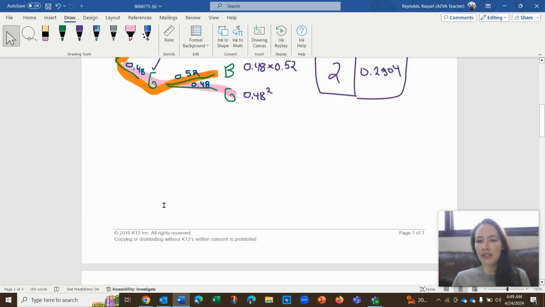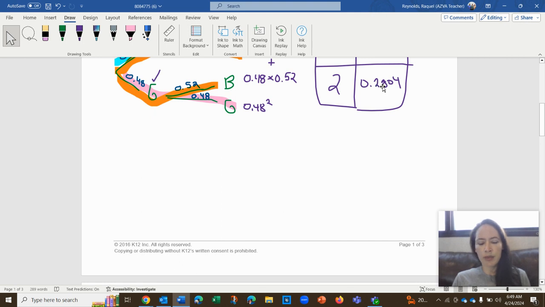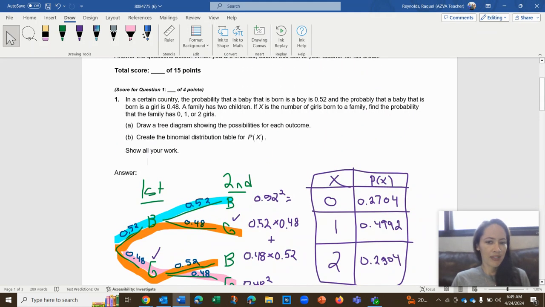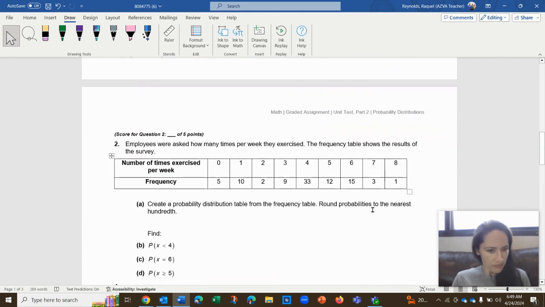So the probability that you get 2 girls is about 23%. Very similar to the boys, where you've got 2 boys, which is 0 girls, 27%. All right.